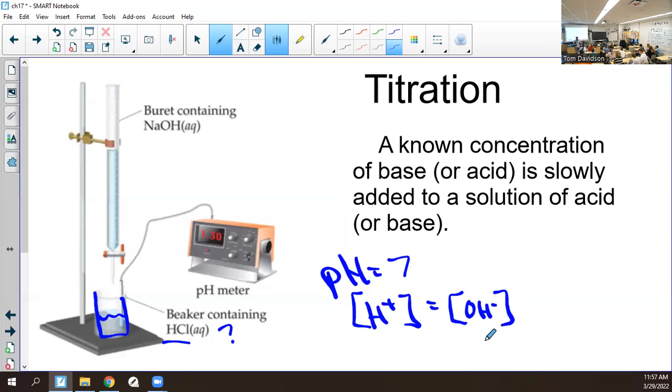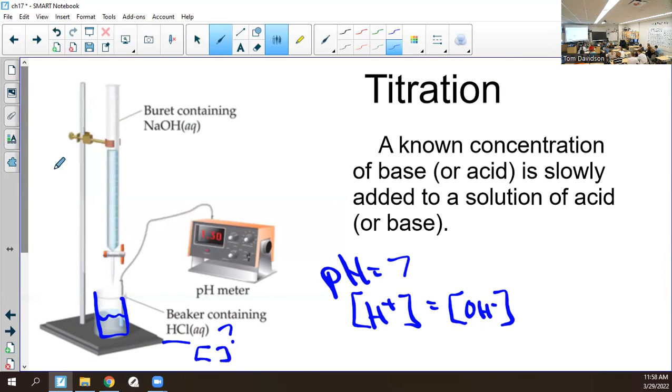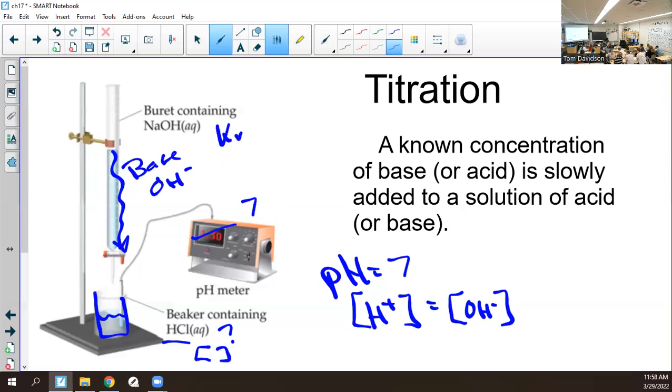Okay, so once again, what we don't know is the concentration of this acid, but we will know the volume, because we can just measure that with a beaker or a graduated cylinder, right? Now what I do is I take a base, or OH minus, and I add it to this solution until I reach a pH of 7. Of this base, I will know the concentration. I know its molarity.